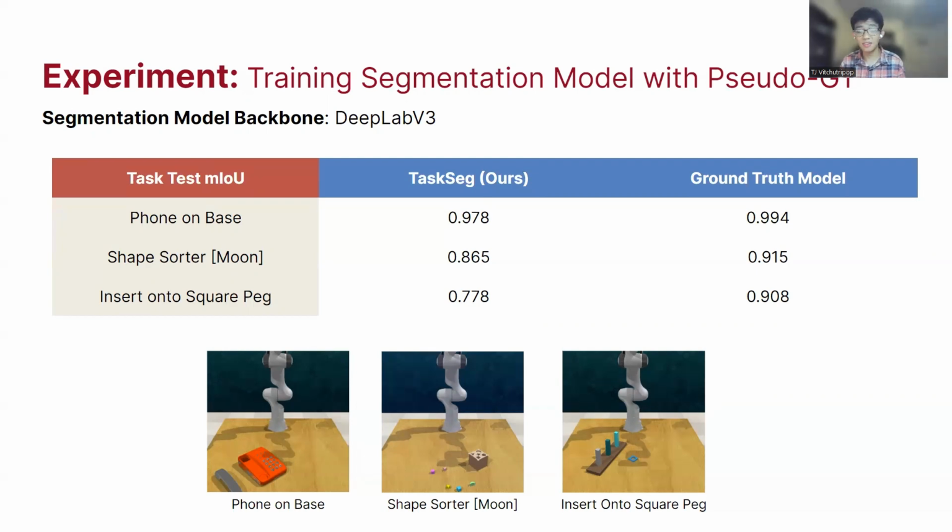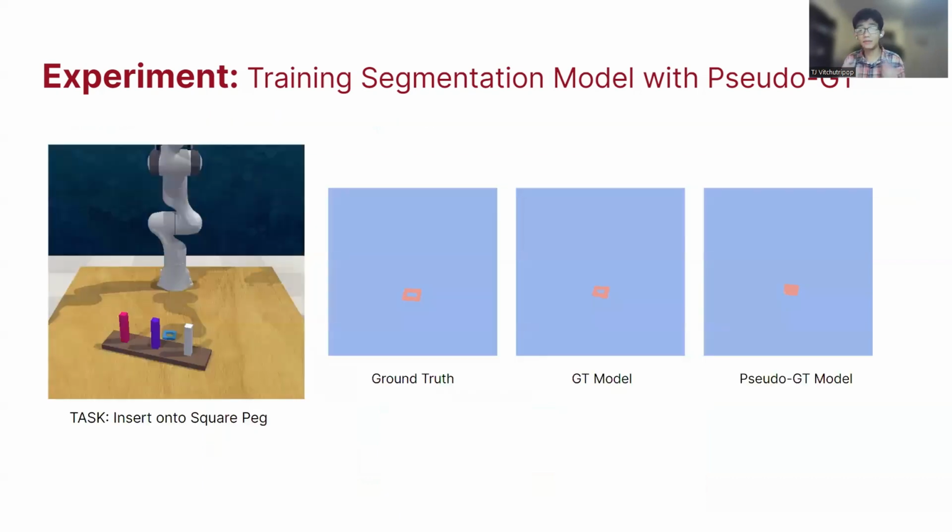As you can see, our method is within the range of a 5% difference in MIOU with the ground truth model for the phone on base task and the shape sorter moon task. We do observe noticeably worse performance on the insert onto square peg task. And if we take a look qualitatively at the segmentations, we can see that our pseudo ground truth model actually gets at least a good ballpark of where the mask should be, but fails in segmenting out the hole in the middle of the square disk.